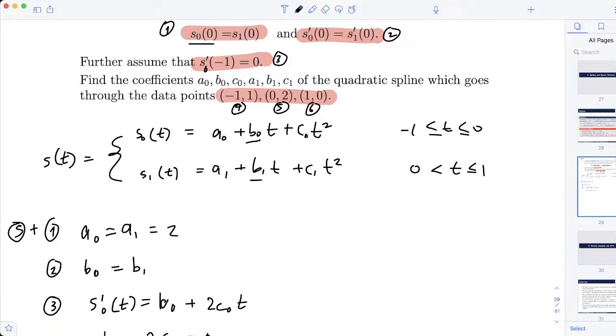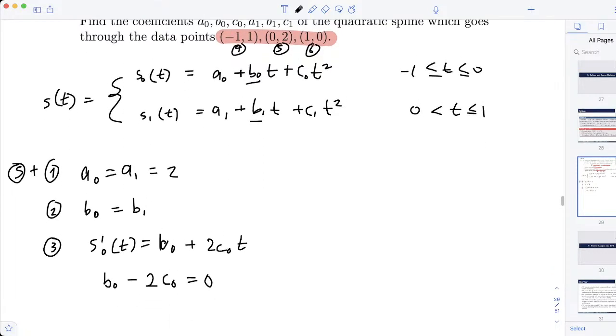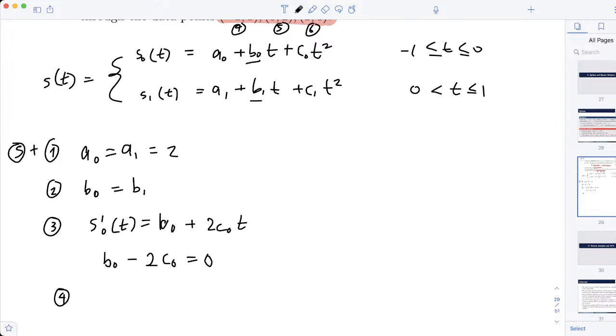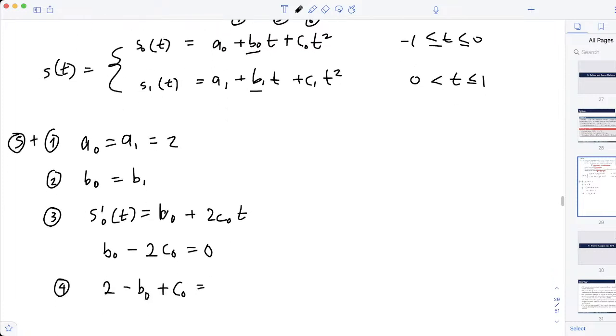So let's have a look at this condition over here, right? This time, again, we're at -1, so we're going to be dealing with S0. And if we evaluate this whole thing over here at -1, then we're going to get that equal to 1, right? So that's just going to be A0. Well, we know A0 is equal to 2 already, so we can just put 2 minus B0 plus C0 is equal to 1. And boom, this is a simultaneous equation now, just in terms of B0 and C0.